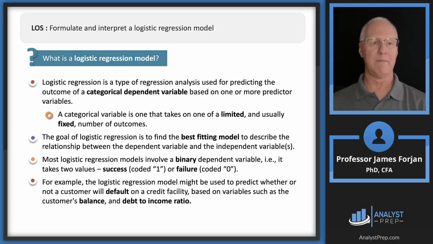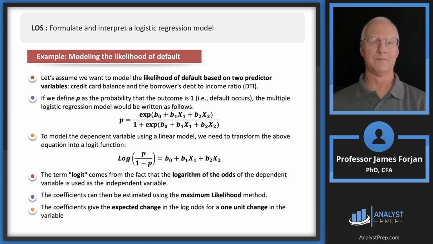All right, so look at the second embedded bullet point. The goal of this logistic regression model is to find the best fitting model to describe that relationship, right? So there we go, binary, 0 or 1. And here's an example that we're going to work through in this slide deck. We're going to say, hey, we're going to predict whether a customer will default. So you either default or you don't default based on how much you owe, the customer's balance, and the customer's debt to income ratio.